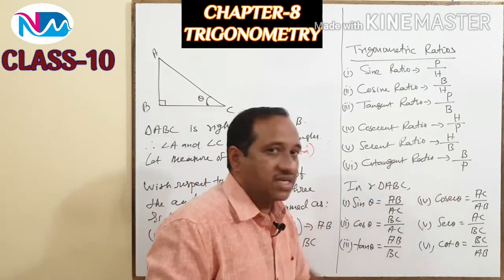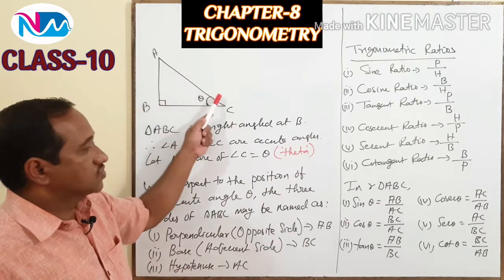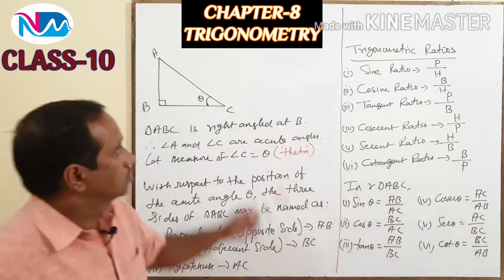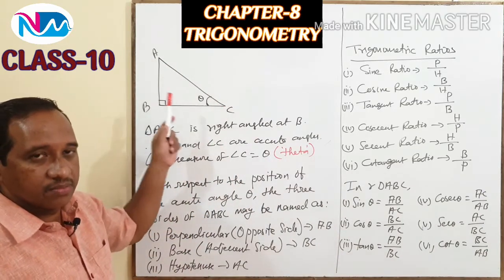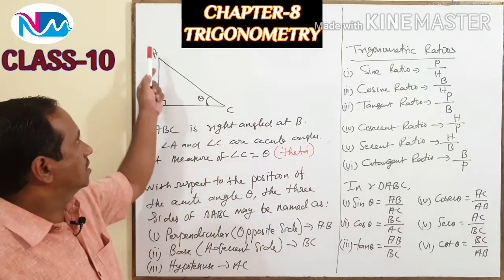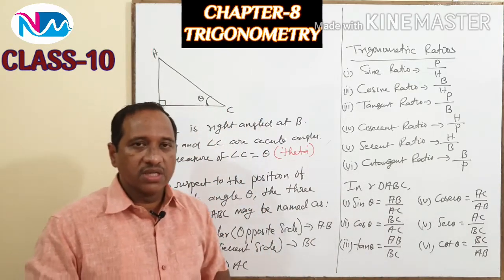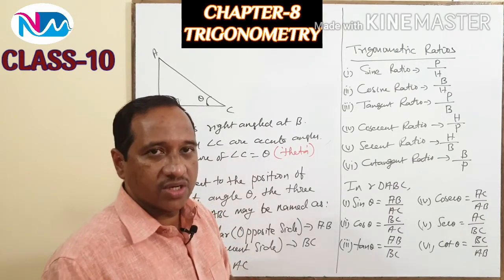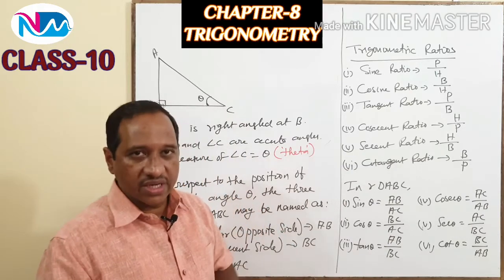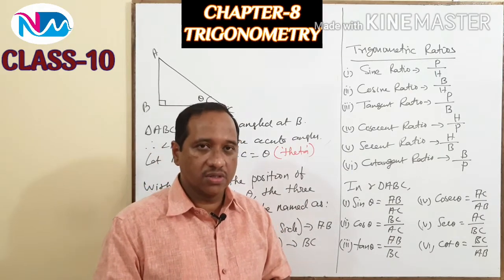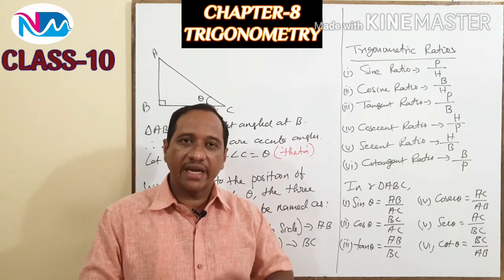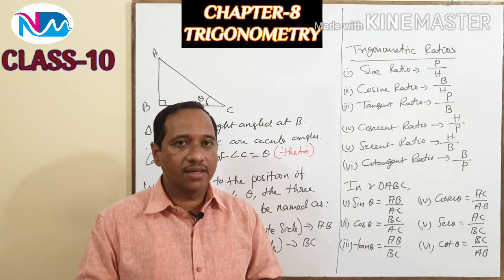Similarly, cosec theta is hypotenuse AC by perpendicular AB. Sec theta is equal to hypotenuse AC by base BC, and cot theta is equal to base BC by perpendicular AB. These are the basic trigonometric ratios: sine, cos, tan, cosec, sec, and cot. All these ratios are defined with respect to the position of an acute angle of a right angled triangle.